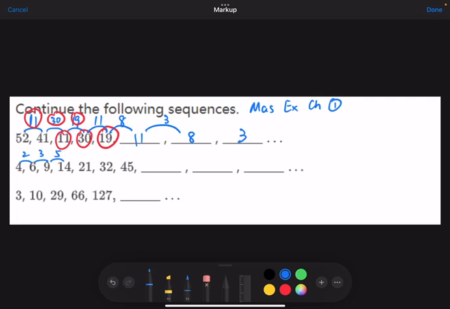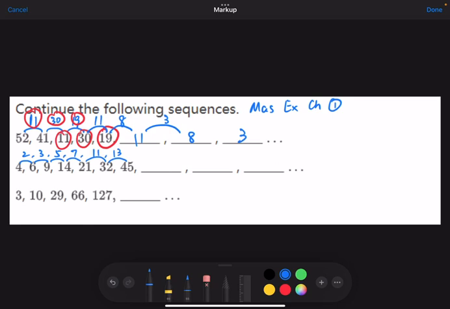Then let's keep looking. 14, 21, the difference is 7. And then 21, 32, the difference is 11. 32, 45, the difference is 13. Now we can say 100% sure that the difference here is the prime number sequence. 2, 3, 5, 7, 11, 13. I hope you all still remember your prime numbers.